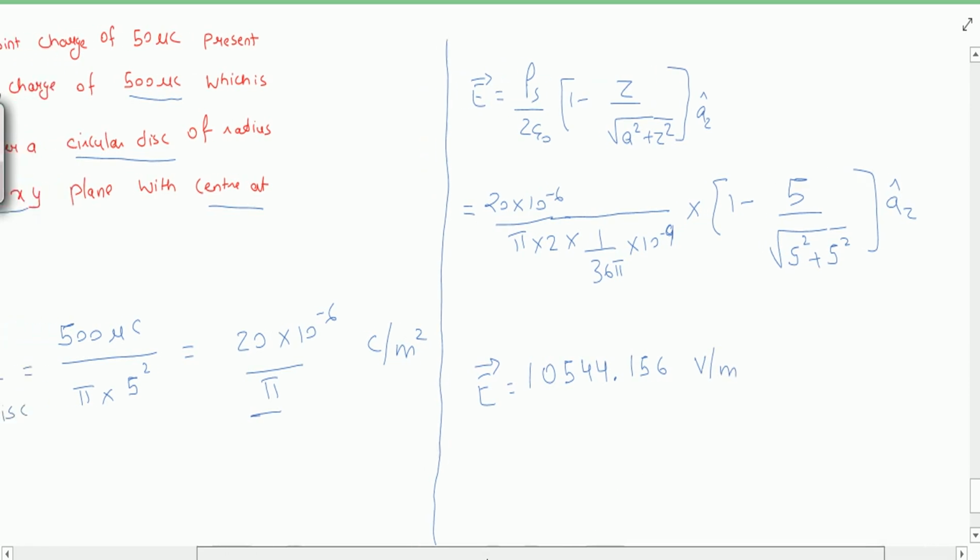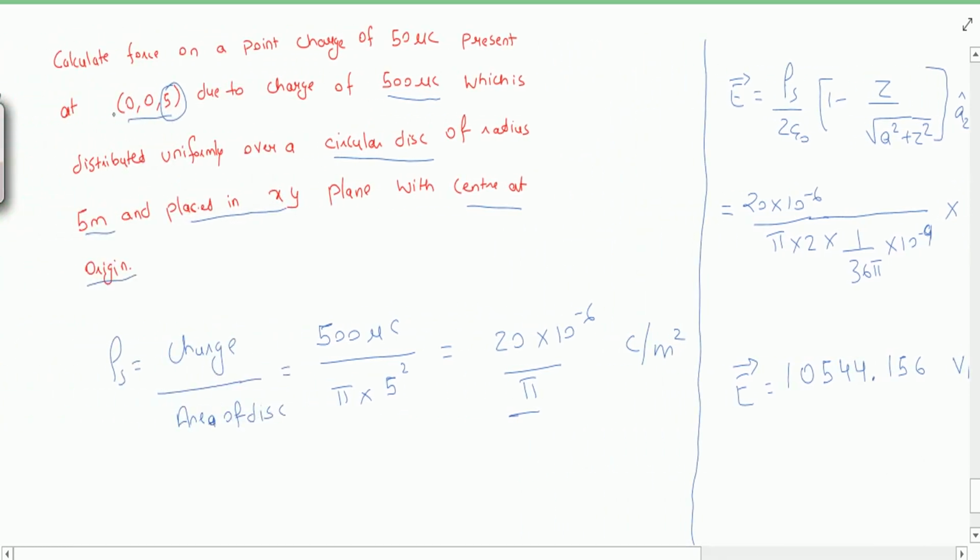Now, what was the question actually? It was saying that calculate force on this point charge, but what we have calculated is electric field at this location. So using this electric field we can find the force. If you remember the alternative forms of Coulomb's law, what was that? Force is equal to charge multiplied with electric field. This was the alternative form. So in case of electric field, the force can be calculated like this also.